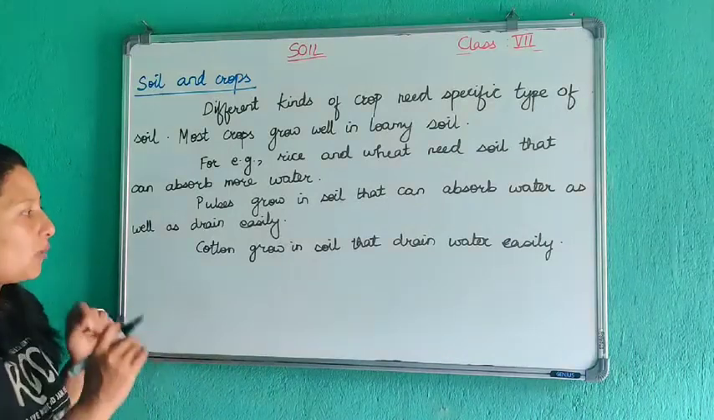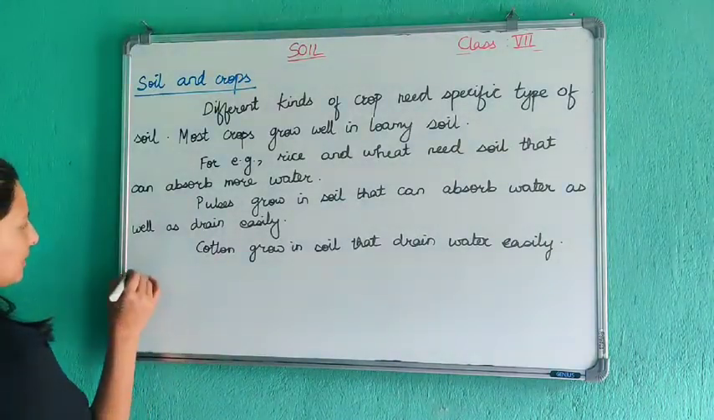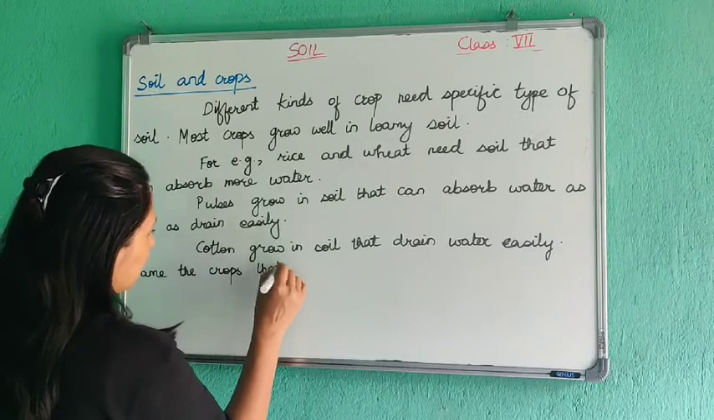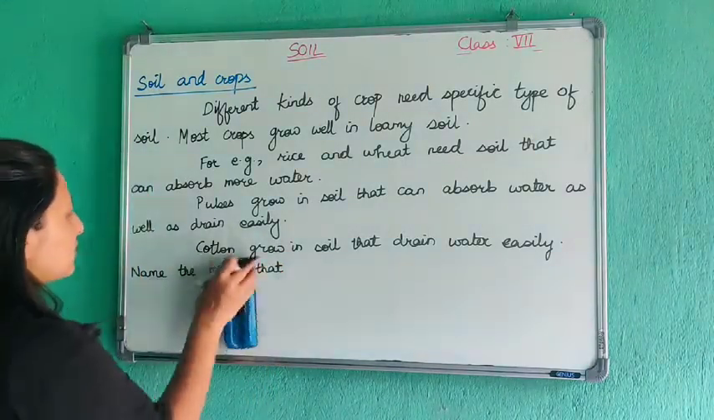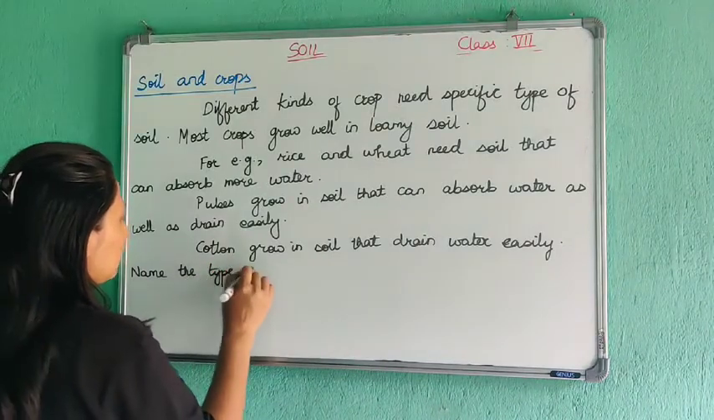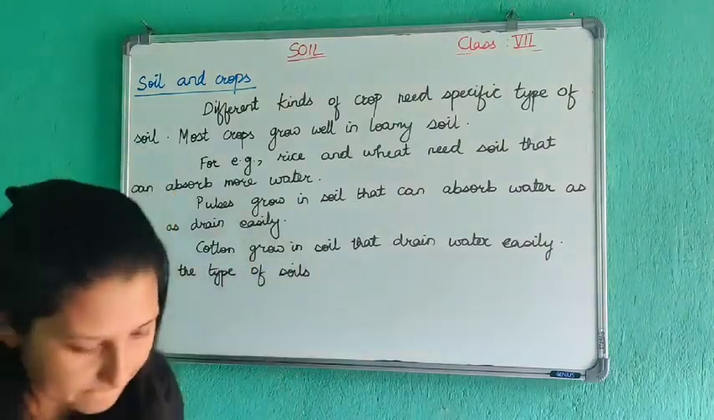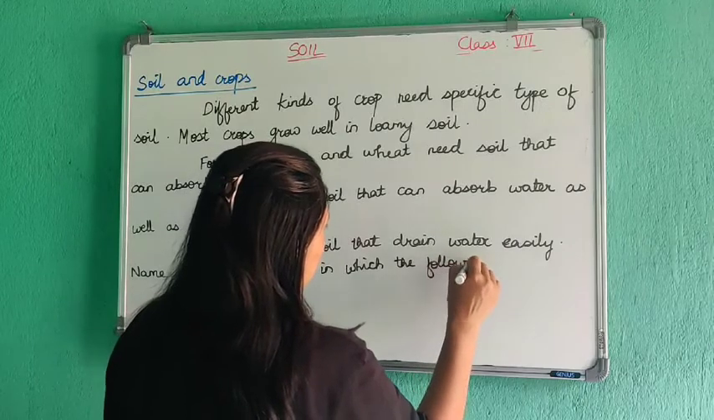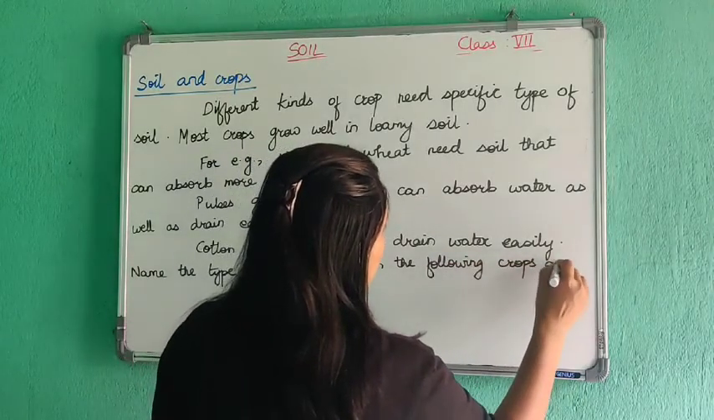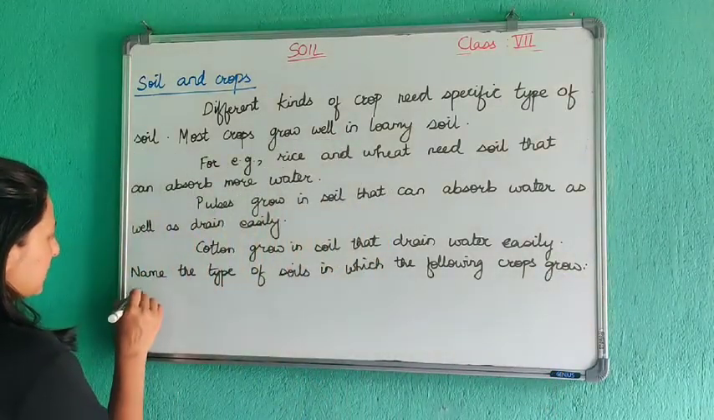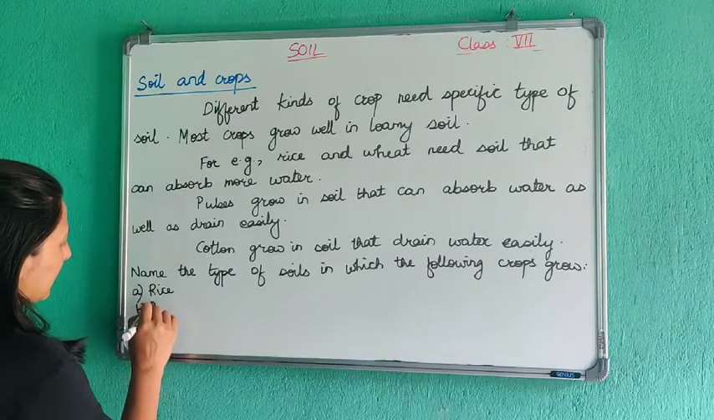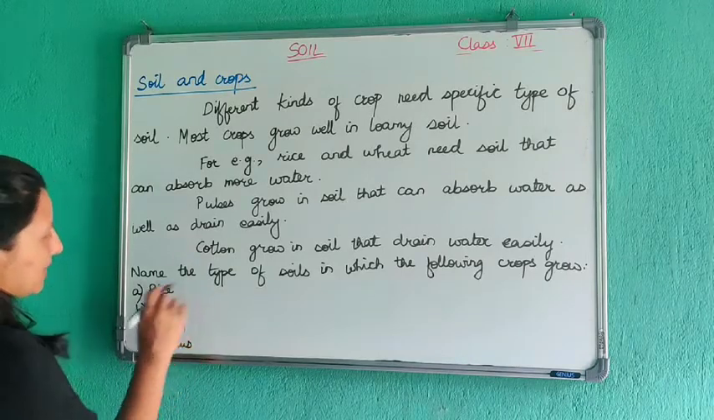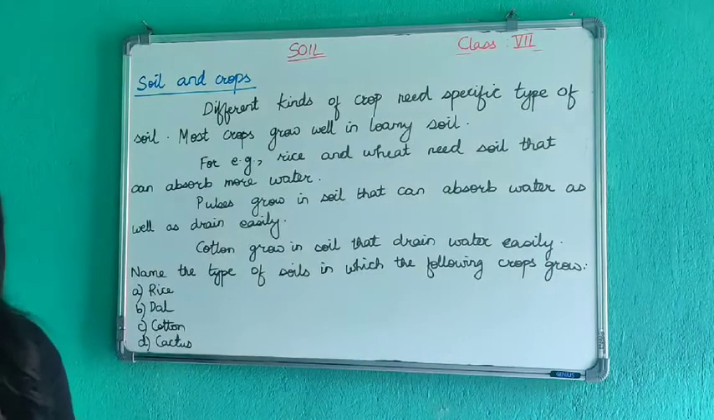So for home assignment, I'll give you one question. Name the type of soil in which the following crops grow. In which soil do these crops grow? First, in A there is rice, in B there are pulses, in C there is cotton, in D there is cactus. Okay, in what kind of soil do these plants grow? You have to solve it.